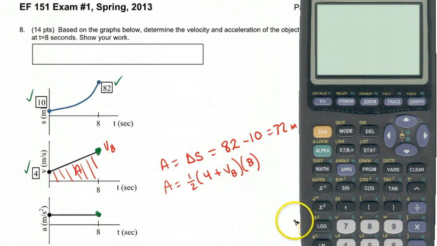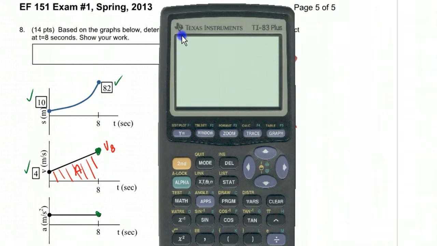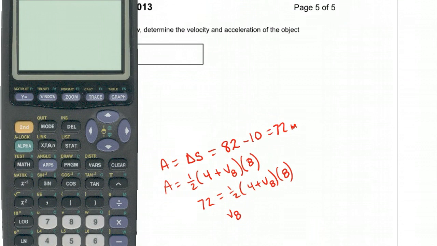Okay, so we set that equal to 72. So we have 72 is equal to 1/2 times 4 plus V sub 8 times our 8. And we can solve for V sub 8. So I shall do that.